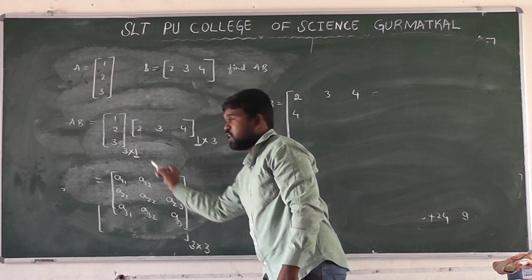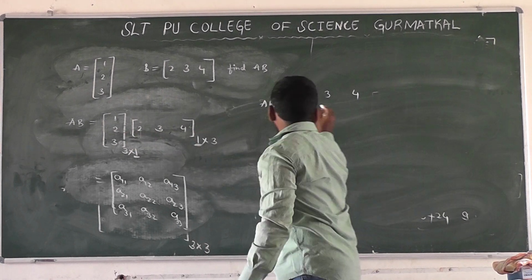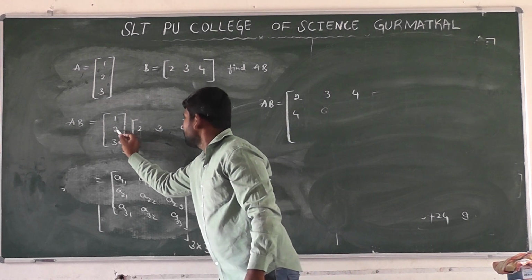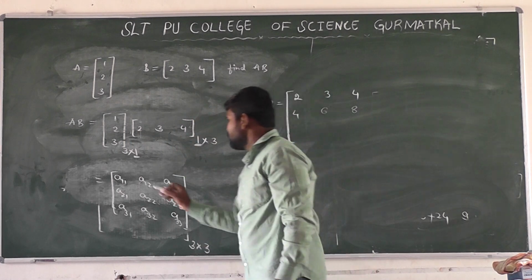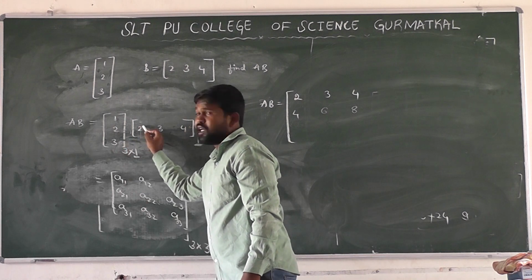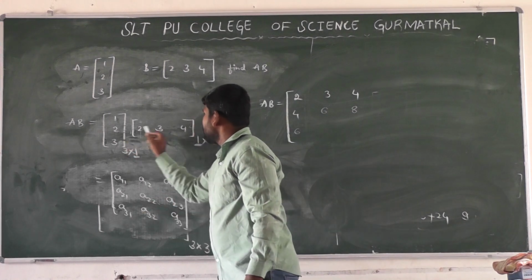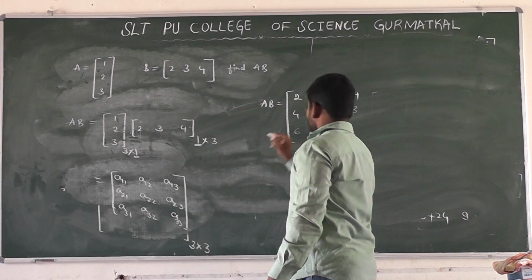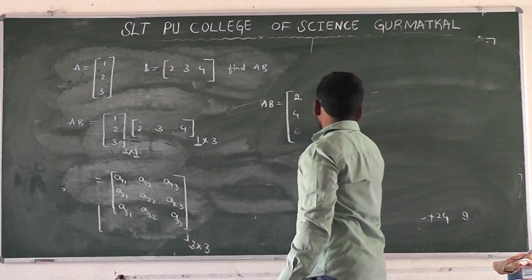Second row, second column. This is the second row, which one is the second column? 2 3s are 6. And this one, 2 4s are 8. It's over. Right? Next, third row, first column. This is the third row, this is the first column. 3 2s are 6. Next, 3 3s are 9, right? Next, 3 4s are 12, it is over.